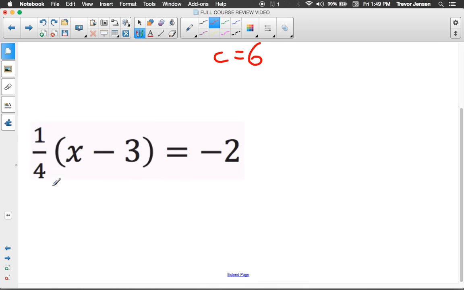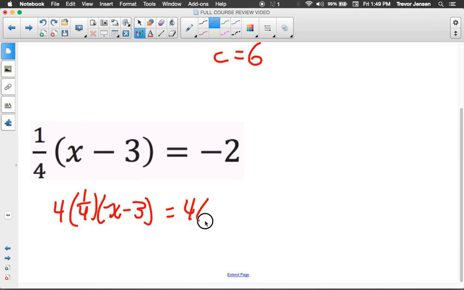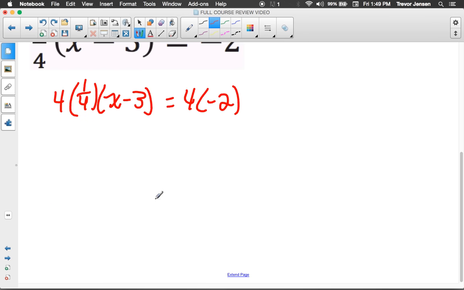What if it looks like this? Whenever you see a fraction in an equation, you can get rid of the fraction by multiplying both sides of the equation by whatever the denominator is. So I'm going to multiply the left side by 4. And I'm going to multiply the right side by 4. Whatever you do to one side, you have to do to the other. And why did I choose 4? Because 4 divided by 4 is 1, so they cancel out. So what I have is 1 times x minus 3, which is just x minus 3. And on the other side, 4 times negative 2, which is negative 8.